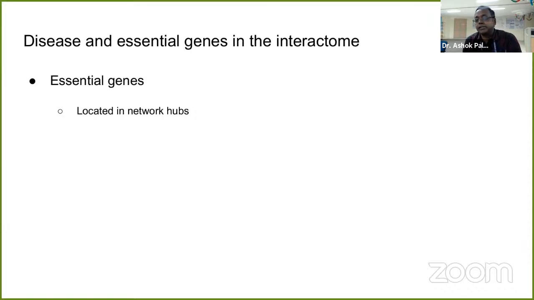And these essential genes tend to be located in the network hubs. Can anyone think of a reason why they should be located in hubs? Why do these essential genes tend to favor network hubs? Suppose we were to draw this network of these genes and then locate the essential genes, we would find more often than not that they are sitting at the hubs of the network. So why do you think that is the case?